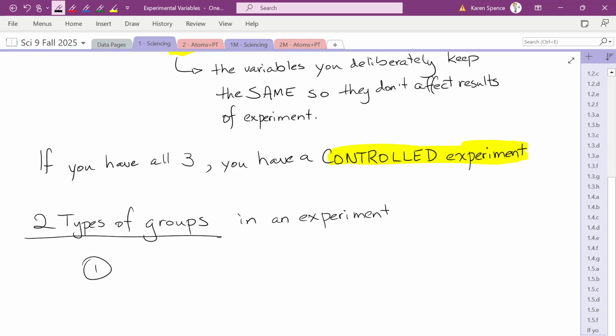Okay. So we have two types of groups in an experiment, and one of those groups is called, Mateo, what's it called? The control group.